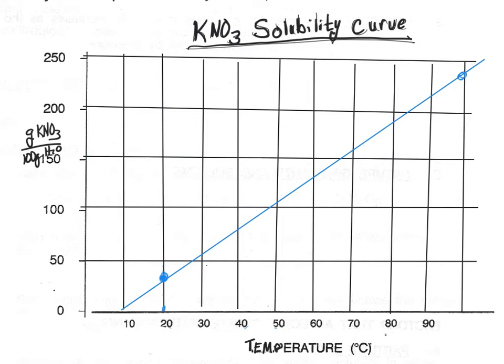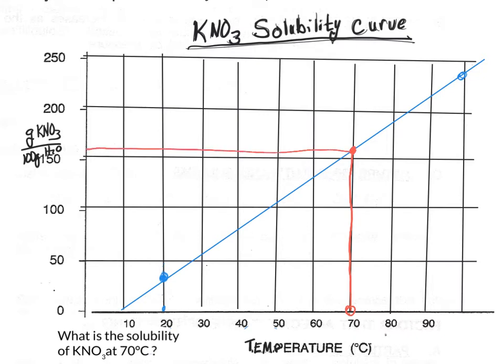Okay, so it's time for you to try it. What is the solubility at 70 degrees Celsius of KNO3 in water? Please pause the video while you try it and then restart it. So for that, we'll start at the 70 degree point, go up until you hit the line, and when you hit the line, you read across, and you'll see that that ends up around 160 grams of KNO3 per 100 grams of water.